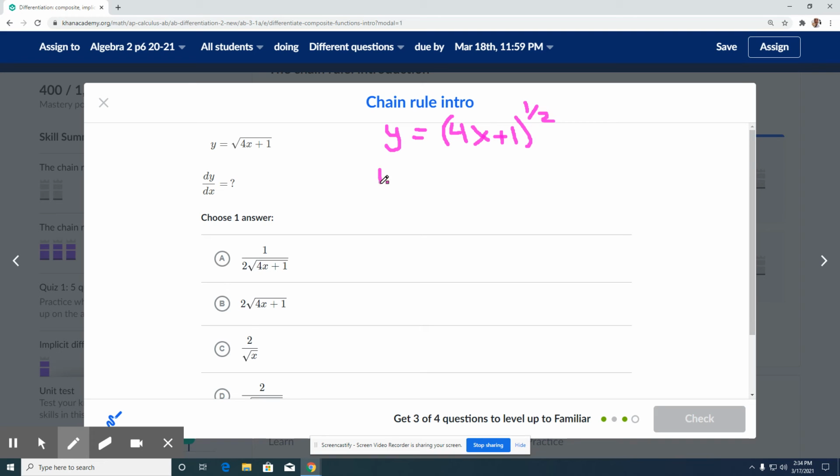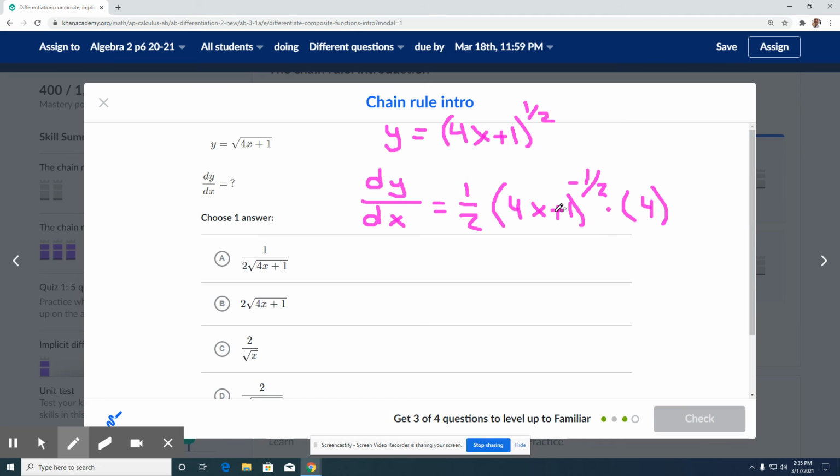All right, so dy dx, it's the form they want, is equal to the derivative of the outside is 1/2, rewrite the inside, and then 1/2 minus 1 is negative 1/2 times the derivative of the inside. Now we've peeled that part of the onion off. Now we're on the inside. What's the derivative of 4x plus 1? Just 4. Okay, so the derivative of 1 goes away. Derivative of anything with an x is just the coefficient or the number in front.